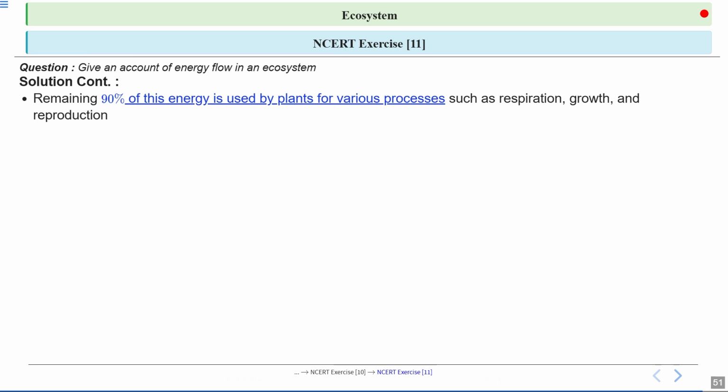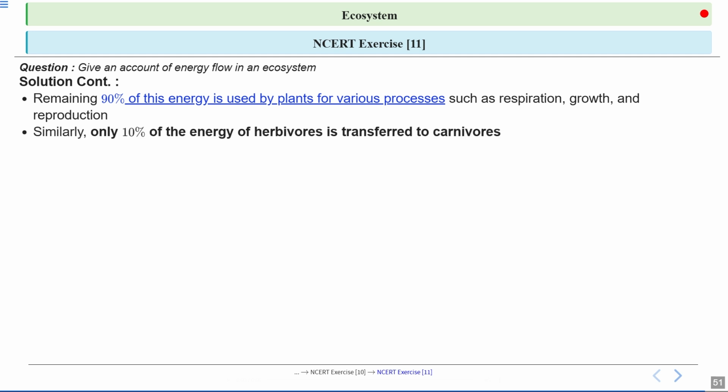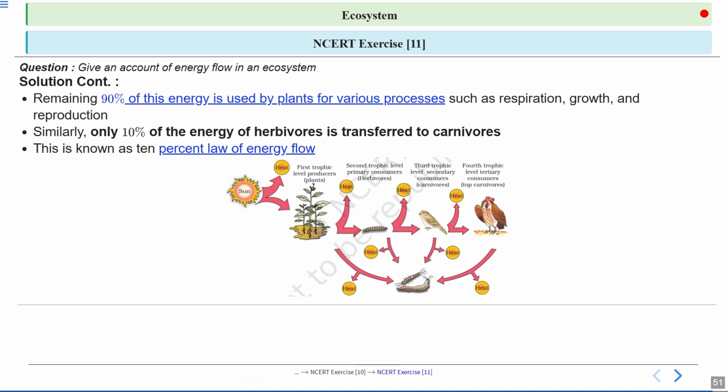Okay, so 90% of this energy is used by the plants for various processes such as respiration, growth and reproduction. So 90% of the energy is lost. Only 10% of the energy is transferred to the next one. So from the producers to the herbivores, and here you can see only 10% of the energy of the herbivores is transferred to the carnivores. So this is known as the 10% law of energy. Clear? So at each level energy is lost.